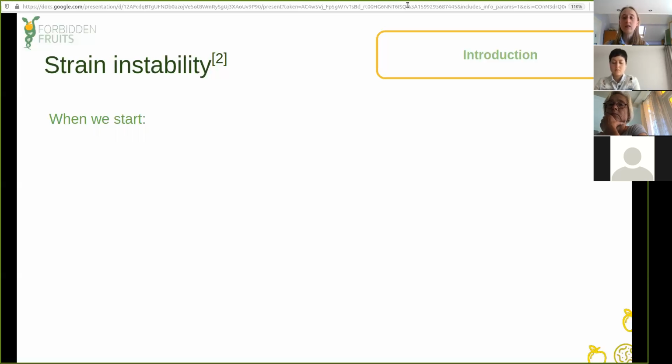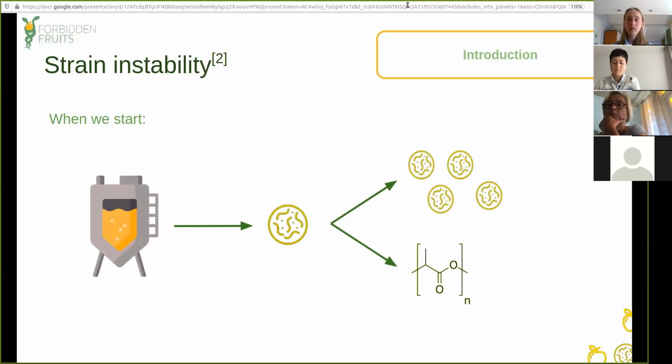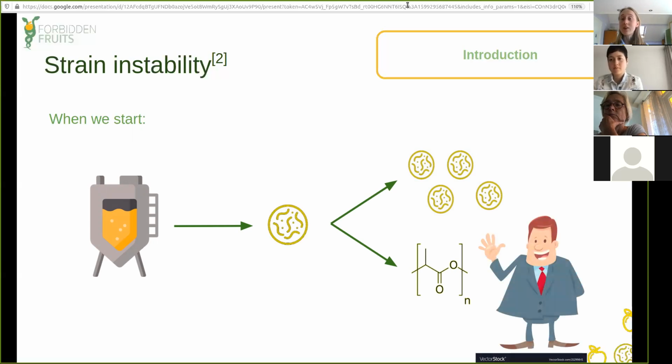Well, what is strain instability? Well, first, we have to start. When we have this cool biotech process, we have this microbe. And what this microbe does, it makes more of itself, it grows, because that's what all organisms want to do. And it will make a product. And the product makes us very happy.